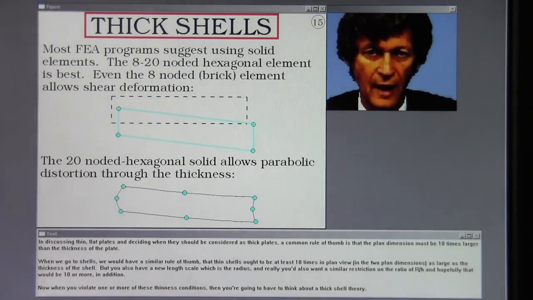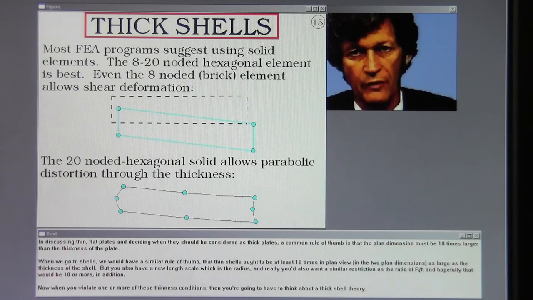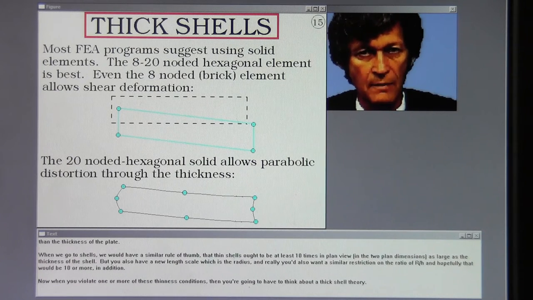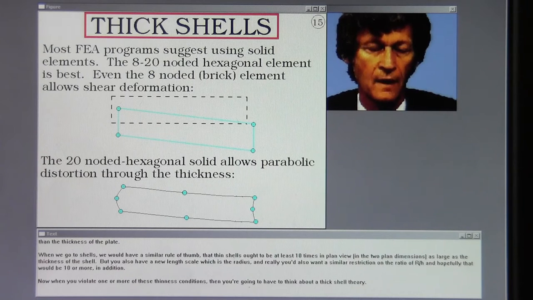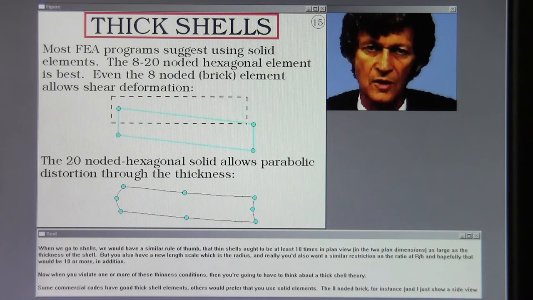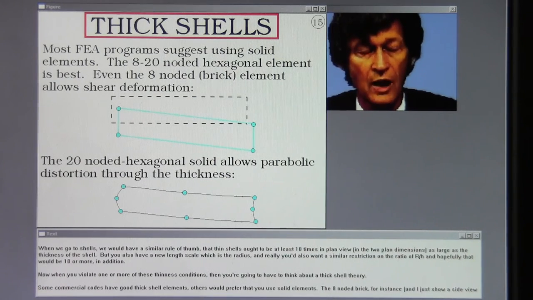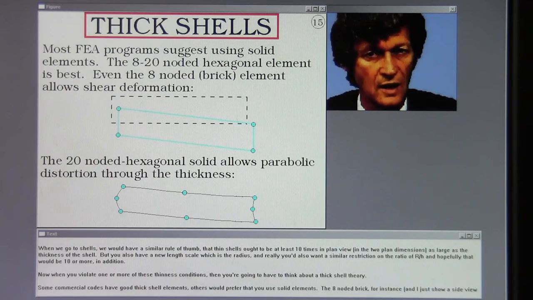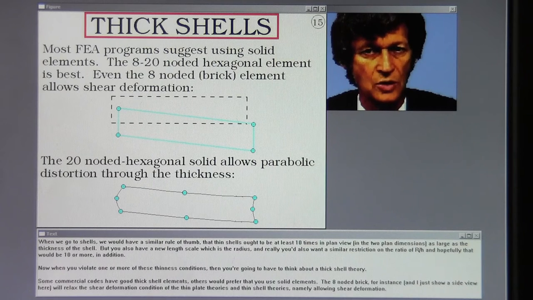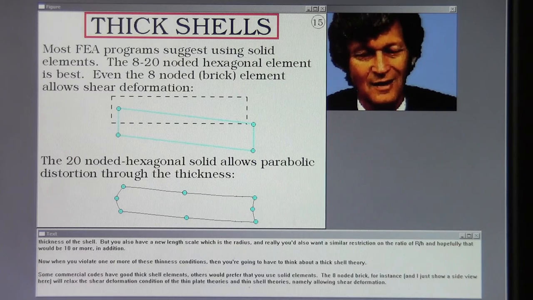In discussing thin flat plates and deciding when they should be considered as thick plates, a common rule of thumb is that the plan dimension must be 10 times larger than the thickness of the plate. When we go to shells, we would have a similar rule of thumb that thin shells ought to be at least 10 times, in the two plan dimensions, as large as the thickness of the shell. But you also have a new length scale, which is a radius. And really, you'd also want a similar restriction on the ratio of the radius to the thickness, and hopefully that would be 10 or more in addition. Now, when you violate one or more of these thinness conditions, then you're going to have to think about a thick shell theory.